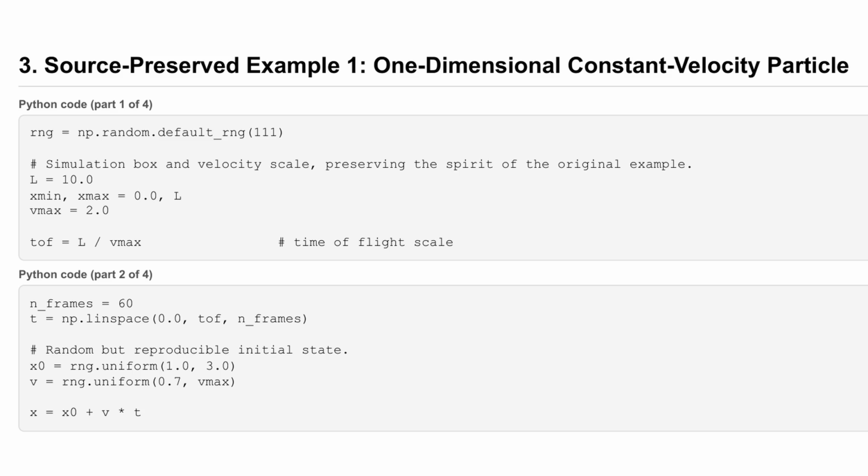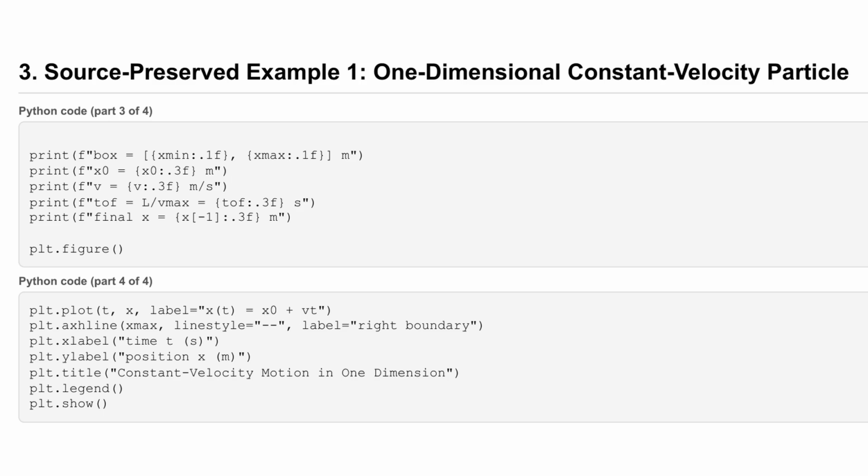This next segment of the code handles printing our randomized physical variables and setting up our diagnostic plot. We use standard Matplotlib plotting commands to map position against time, and we add a dashed horizontal line representing our right physical boundary so we can visually verify if our particle remains inside the simulation box.